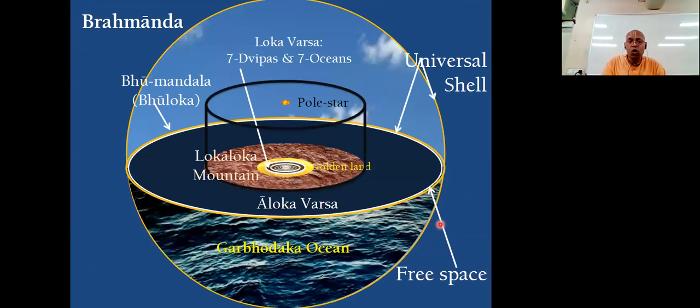Thus, we have discussed that our universe has 14 planetary systems, out of which the middle one is Bhumandala or Bhuloka. In Bhuloka, there are 7 islands and 7 oceans surrounded by golden land, surrounded by Lokaloka mountain, which goes in height all the way up to the Polestar, the topmost portion of Svargaloka, and which is surrounded by Lokavarsha. The other details are mentioned in the Bhagavatam.